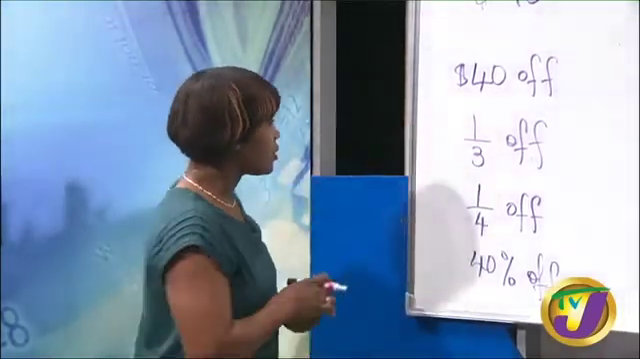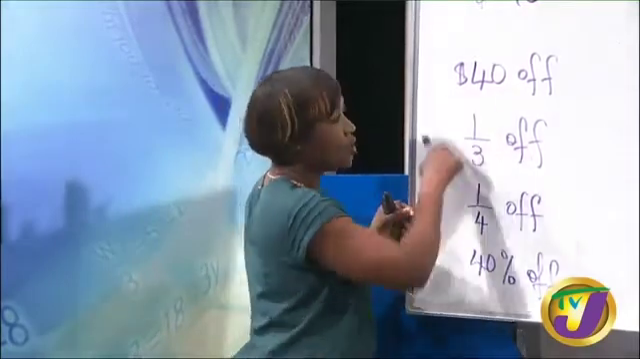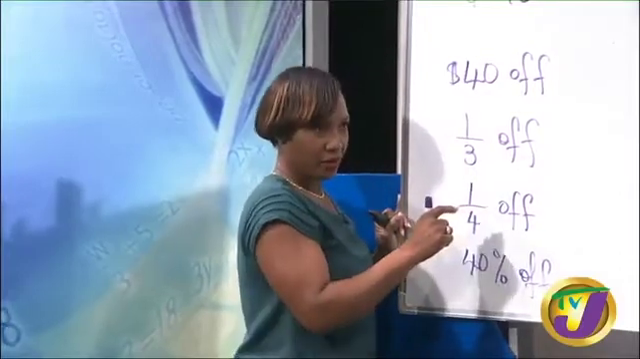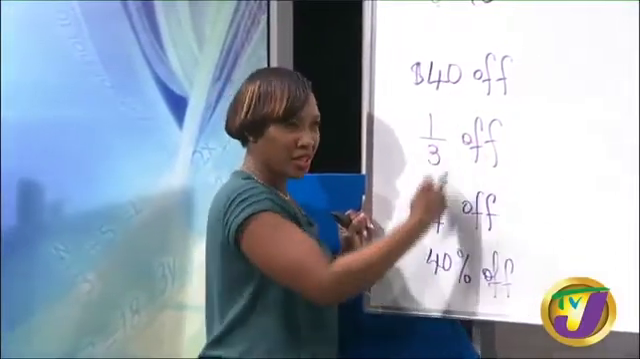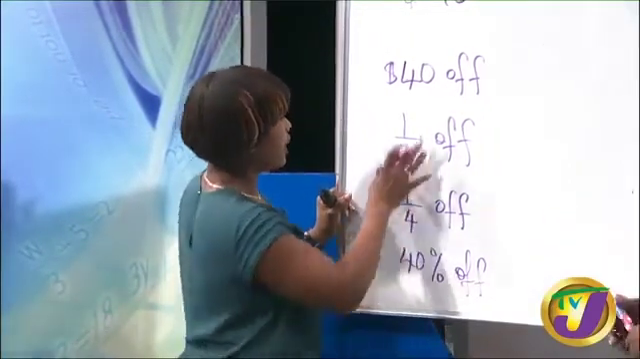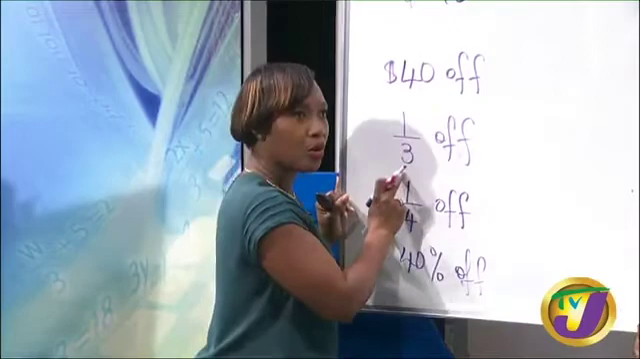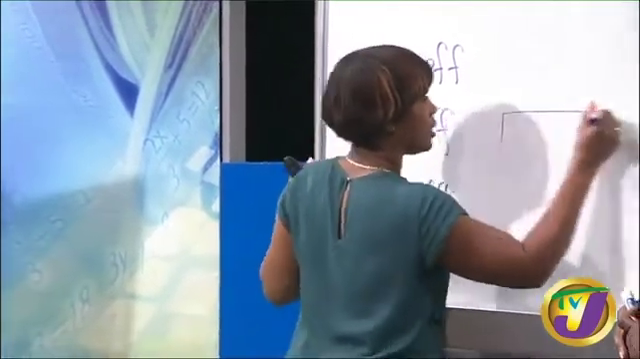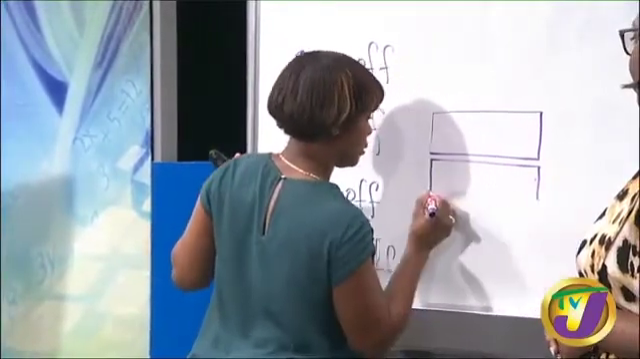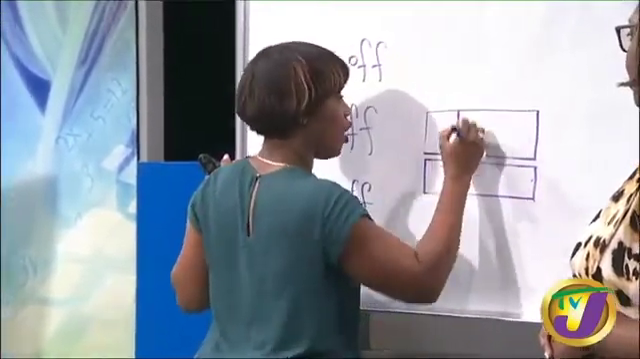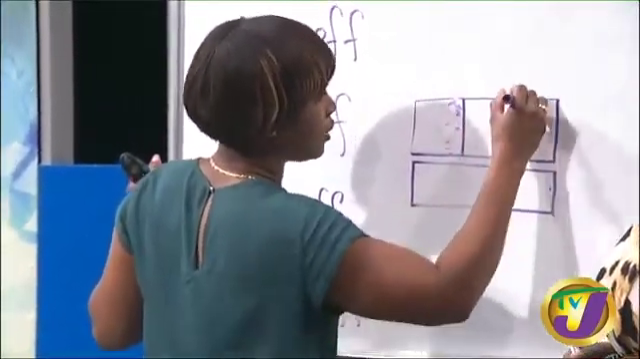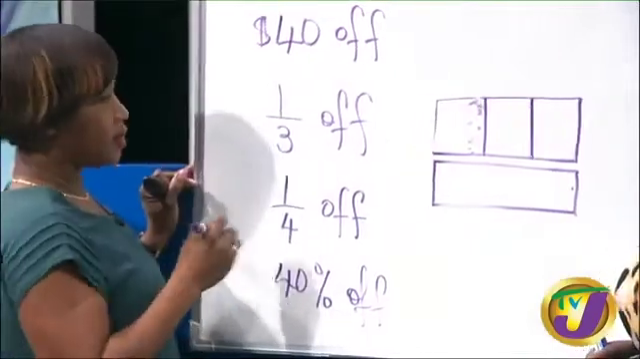All right, so we know some things about fractions. So 1/3 off and 1/4 off. Can we determine which one of these is the largest portion? If it's 1/3, that means our whole is divided into 3 parts. So this is our whole. We have 3 parts. So that's my 1/3.